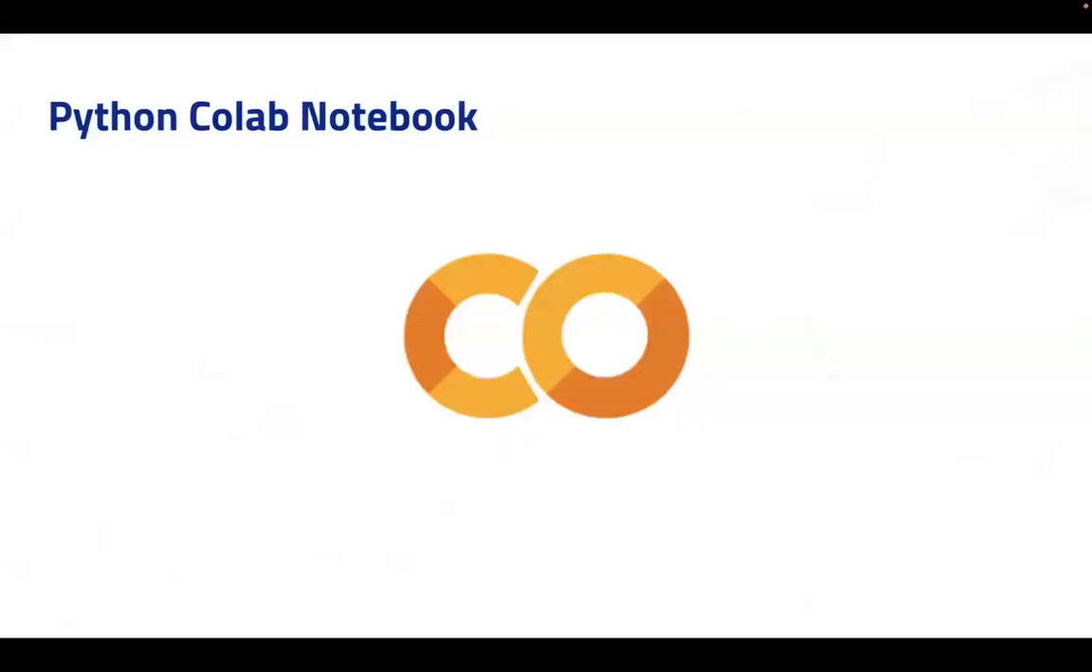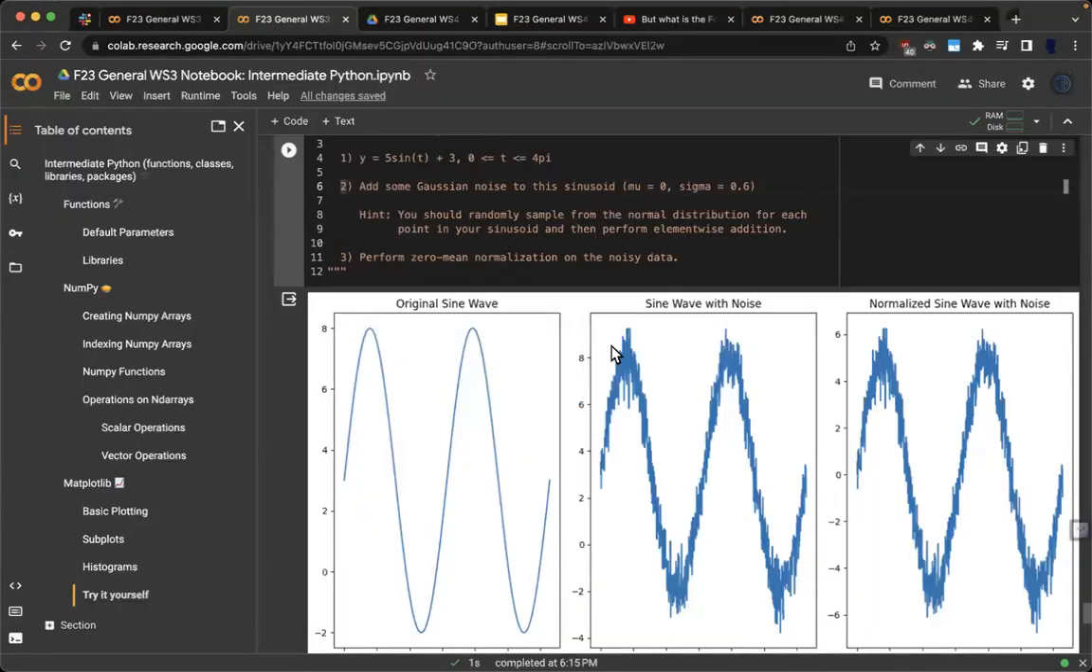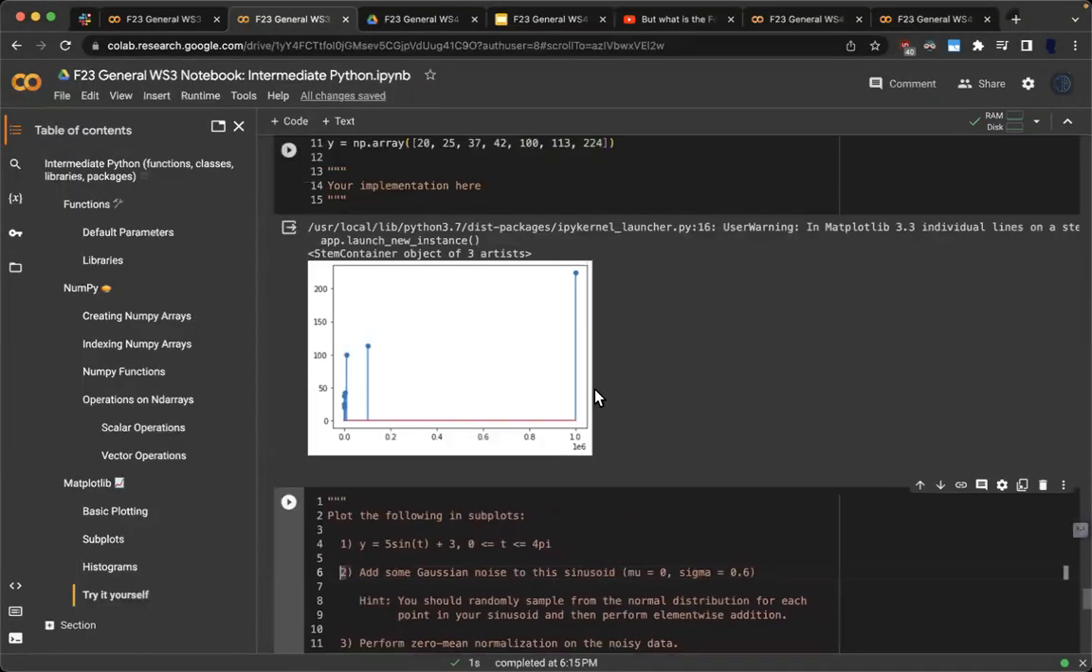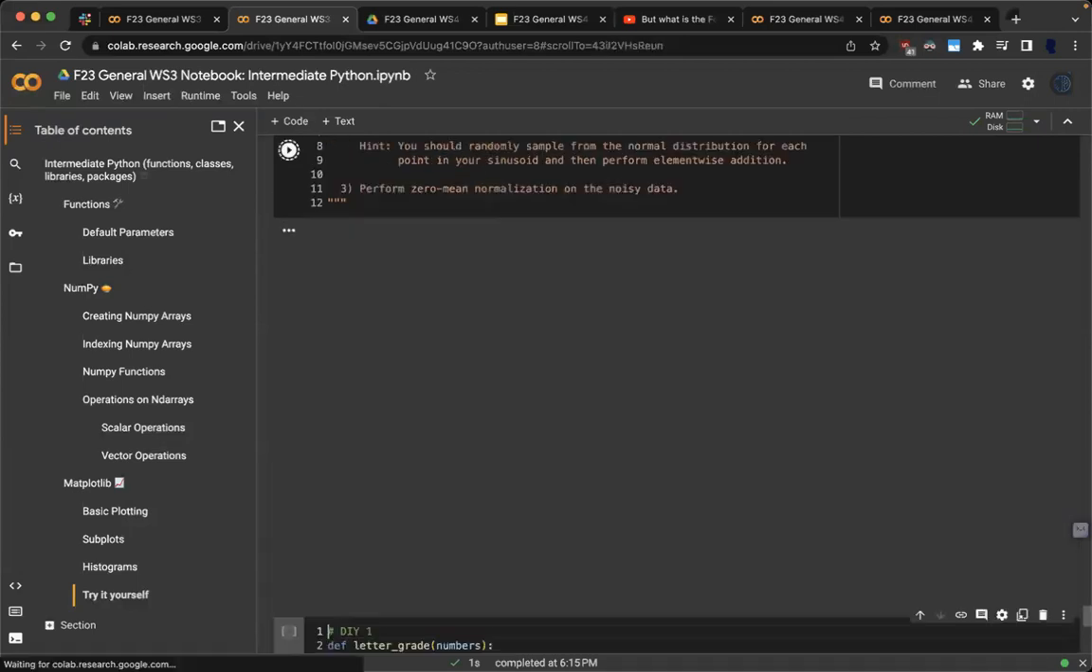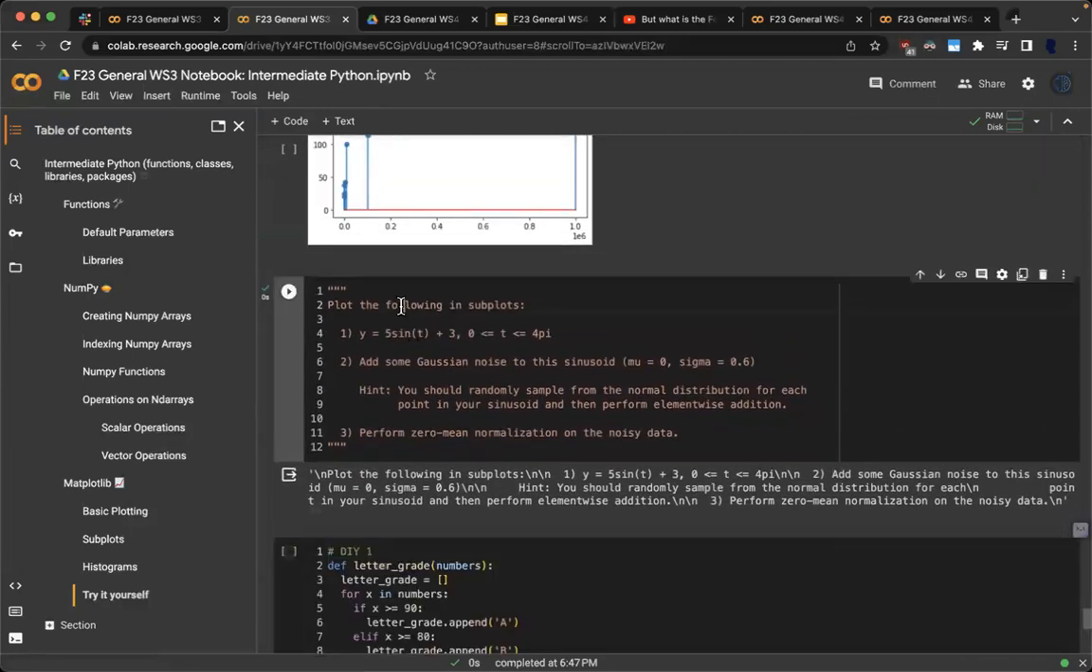Now we'll go into the Python Colab notebook, but really quickly, we didn't get through the entirety of last week's notebook. There were some unanswered questions, so I'll very briefly go through that. There was this question right here, which was to plot the following in subplots. This is back to the intermediate Python workshop. I just want to show you that if you don't know the answer, it's really easy to find it online, not just through Stack Overflow, but through AI.